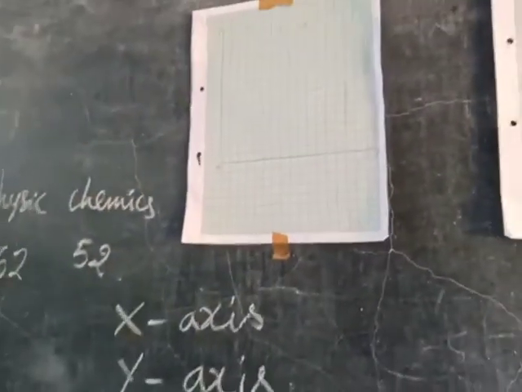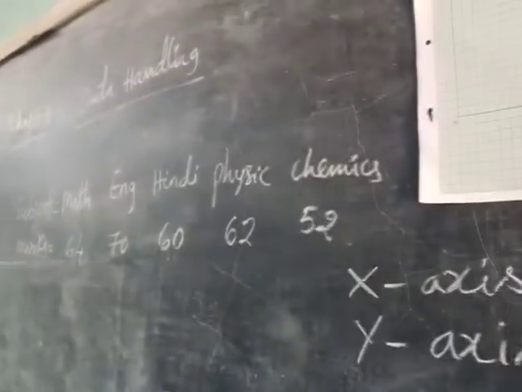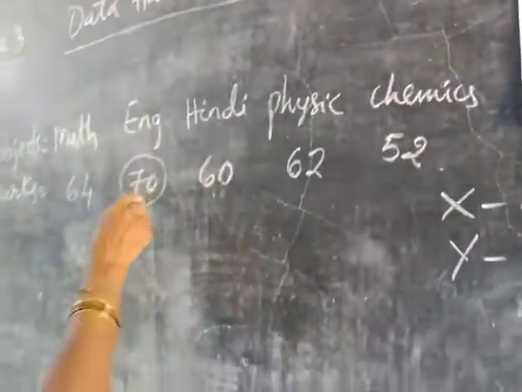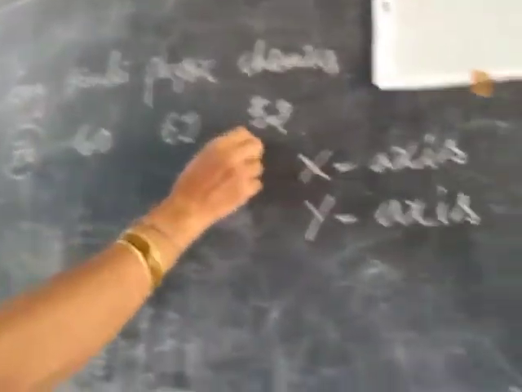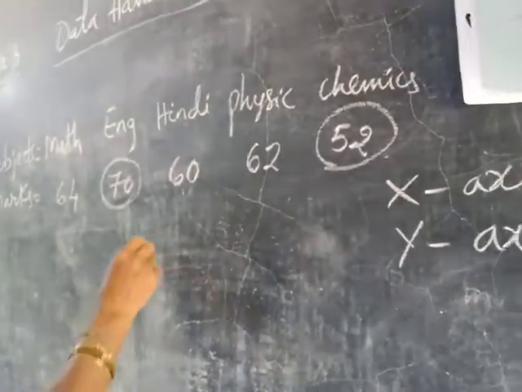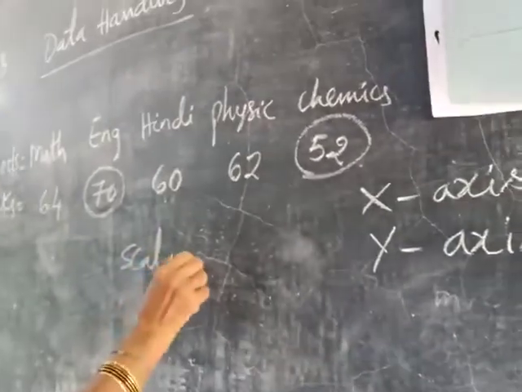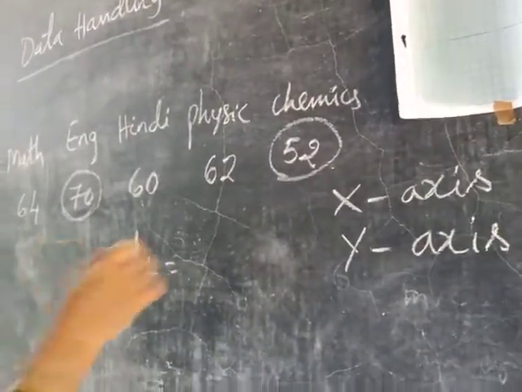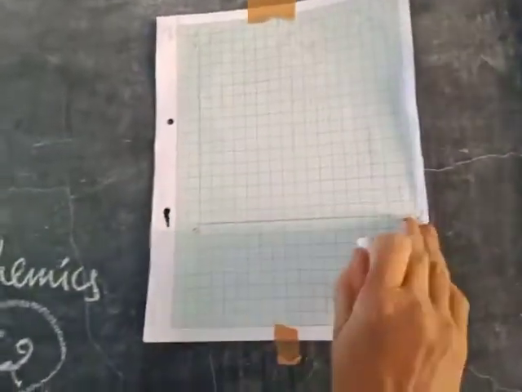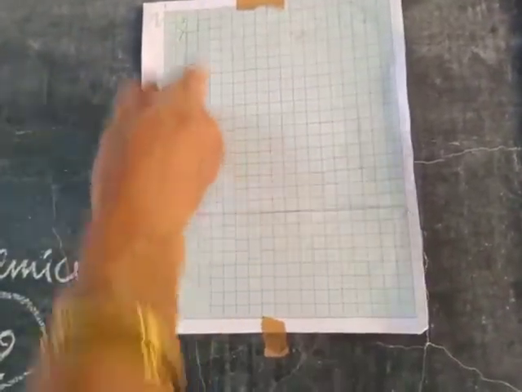Now, for these observations, what is the frequency? You have to see which is the highest and which is the lowest. 52 is the lowest and 70 is the highest. Then the scale: how will you take the scale? Equal distance. You write the subjects on one axis, and here you take the marks.